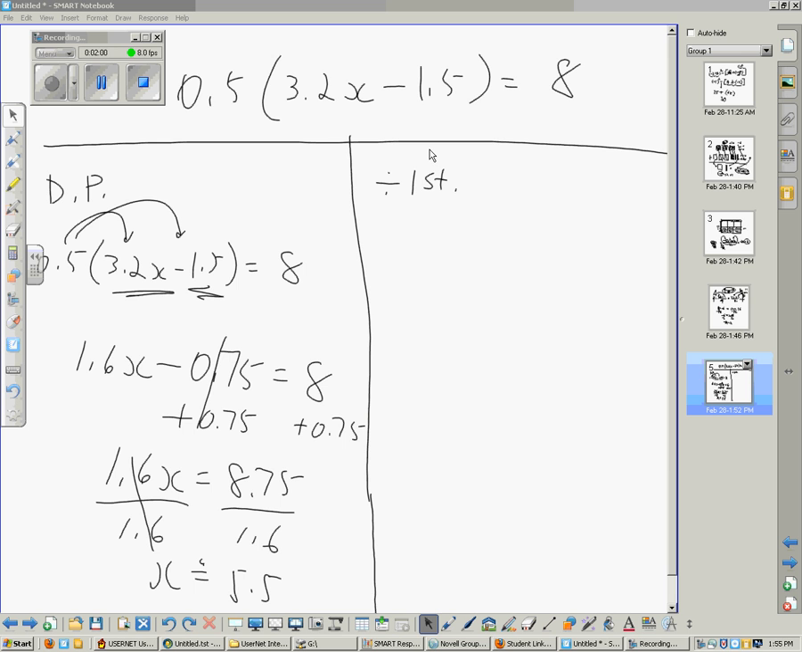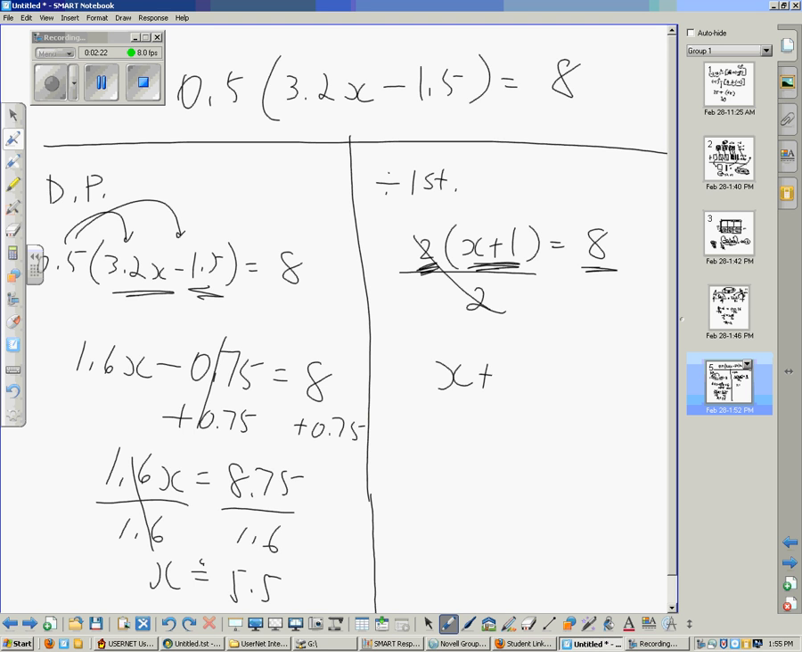Okay? And if we use division first, the difference with that is it's going to look like this. It's best to maybe look at it in a simpler version first. If I was to look at 2 times x plus 1 equals 8, what we have here is two groups of x plus 1 has a value of 8. So if two groups of x plus 1 has a value of 8, then if I divide this side by 2, I have one group of x plus 1 equals 4. Okay? And that's the idea of division first. That multiplier outside the brackets is saying how many of these groups you have, right?